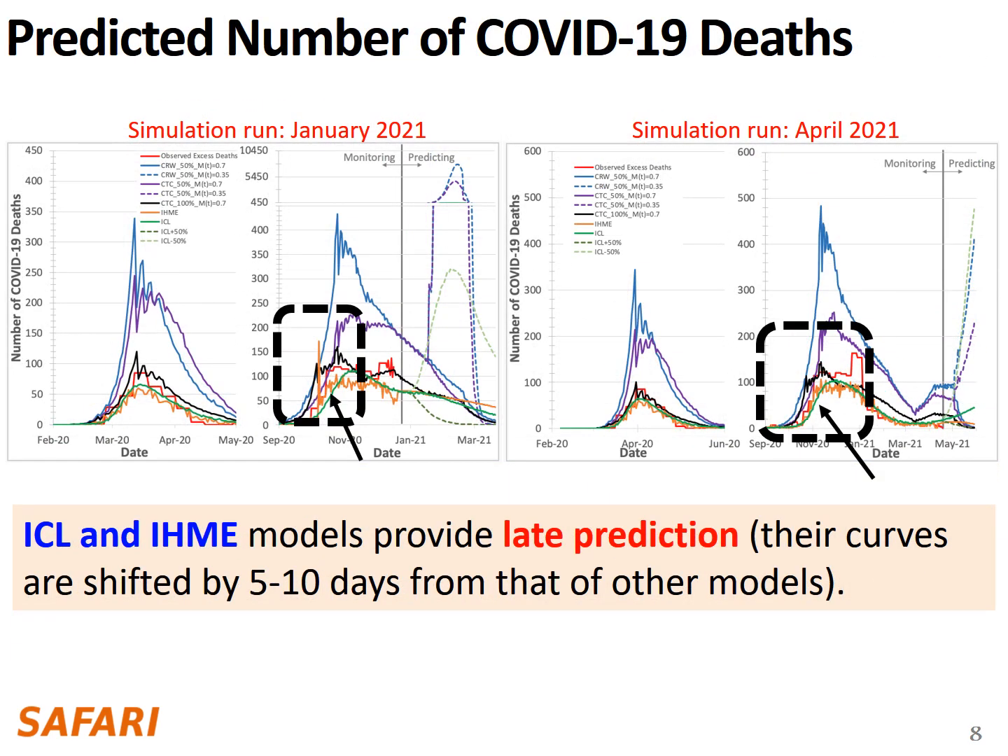And in these two figures, we now evaluate the number of COVID-19 deaths for the two simulation runs. And we can see that in both simulation runs, the ICL model and the IHME model both provide late predictions.